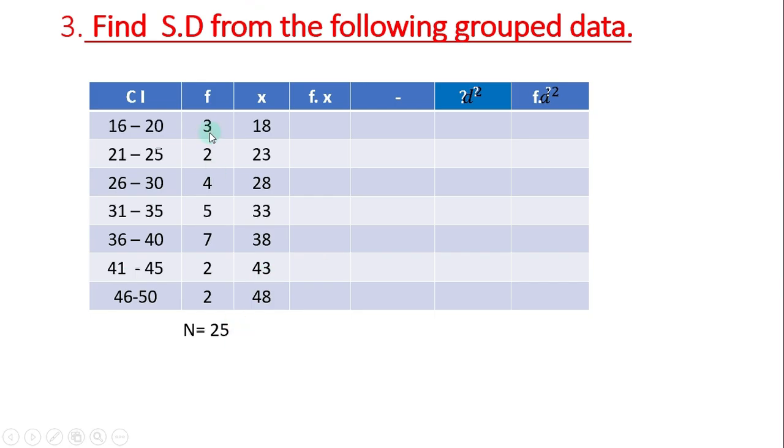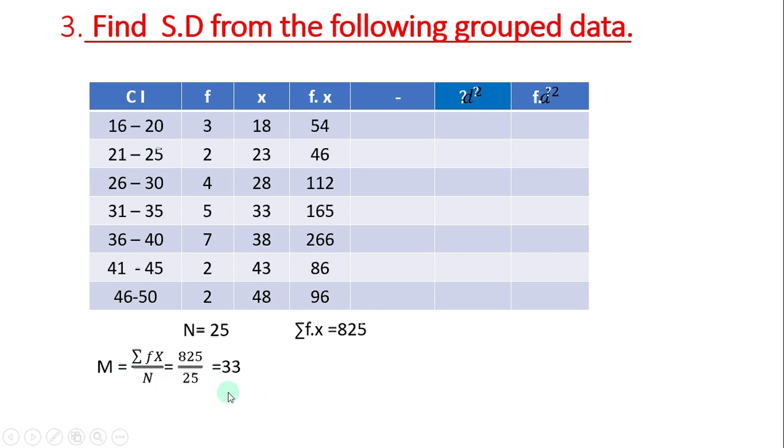Now multiply the frequency and midpoint. So we get 54, 46, 112, 165, 266, 86, 96. Now we have fx. Add all fx, and you get sigma fx equal to 825. Now by using this, we find the mean. The mean is 825 by 25. The n is 25. So the mean is 33.